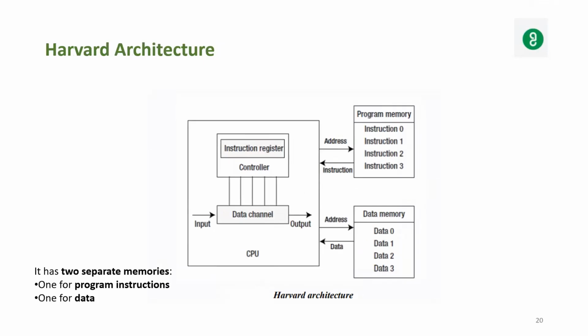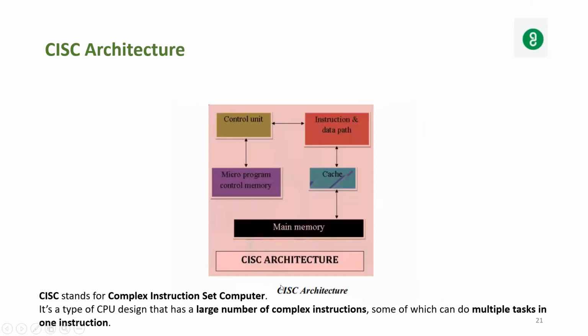And next is Harvard architecture. In Harvard architecture, you have two separate memories, one for program instructions and one for data. All the code, what the system has to do, will be stored in the program memory, and whatever data the user gives in will be stored in the data memory. This will be connected to the CPU through the system bus. It has an address bus, a data bus and an instruction bus. Within the CPU, it is the same thing. You have the instruction register, controller, and data channel with input and output. This is Harvard architecture.